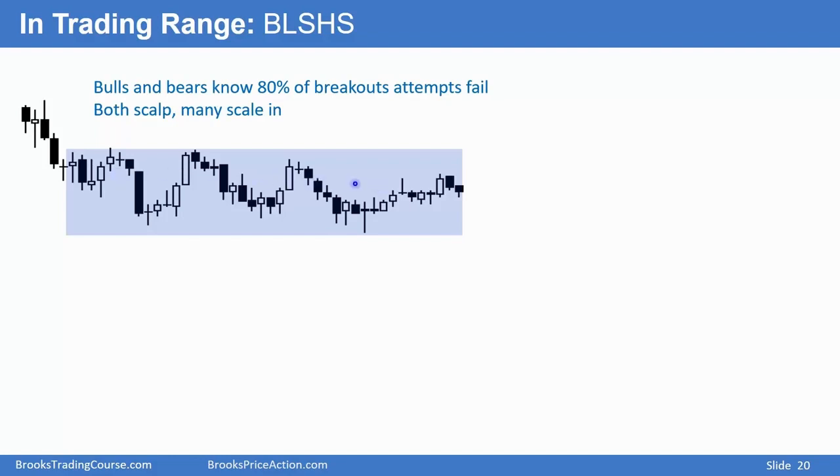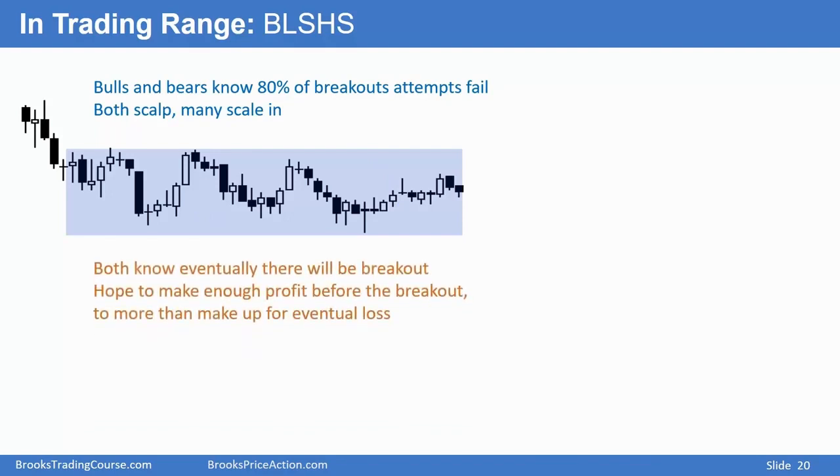Trading range traders keep buying low, selling high, and scalping, knowing that eventually there'll be a successful breakout and they might lose. But if they take enough trades in here, profitable trades in here, they're hoping to make enough money so that it more than offsets the final losing trade.